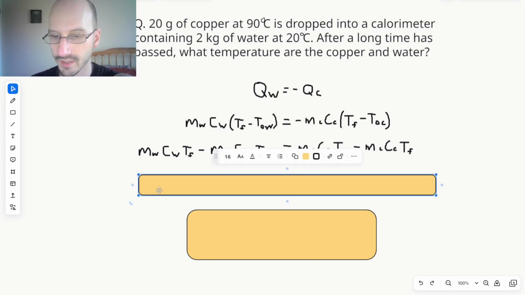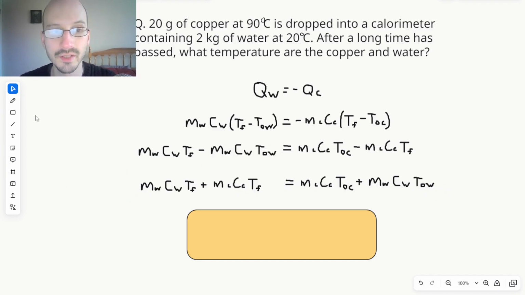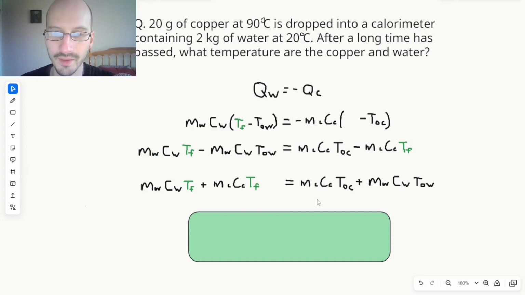Next, we want to get the terms with our final temperature we're looking for on the same side. You know, I should have highlighted these as different color. There we are. I don't know why I didn't think of that before. I think I might do this from now on.